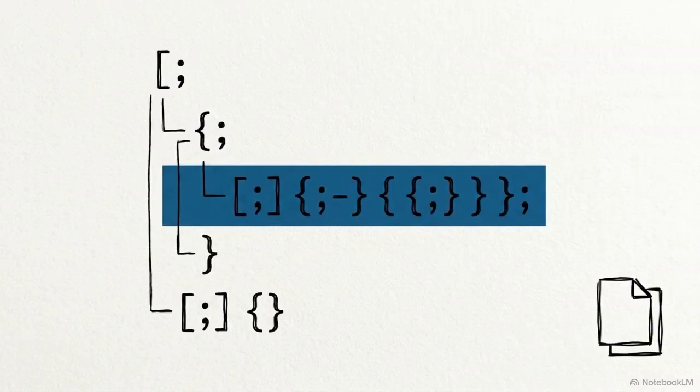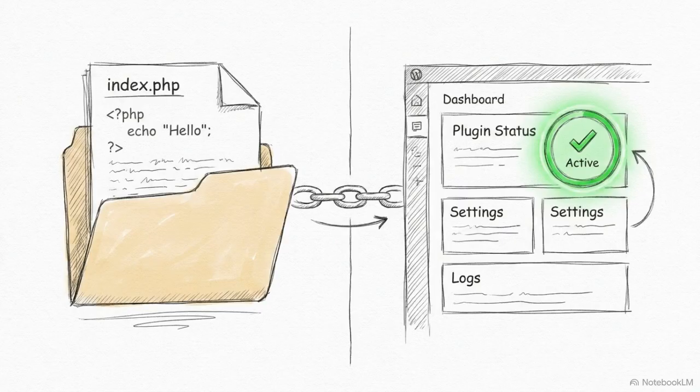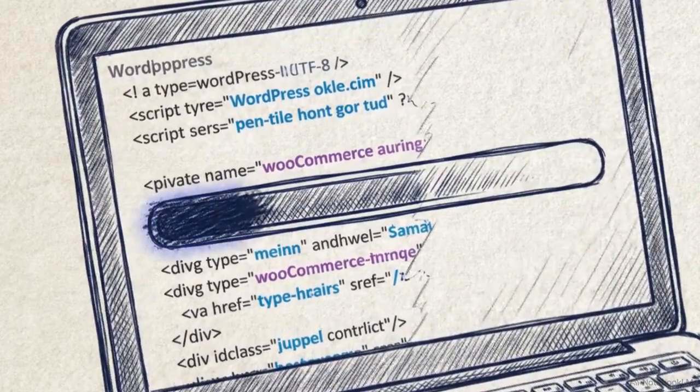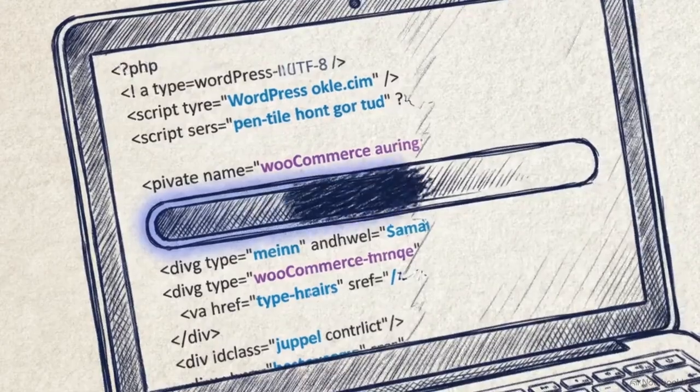You can copy the exact code from the video description below. When you paste this in, you must apply it to your child theme's functions file or use a code snippets plugin. If you modify your parent theme directly, this fix will vanish the next time you update your theme.